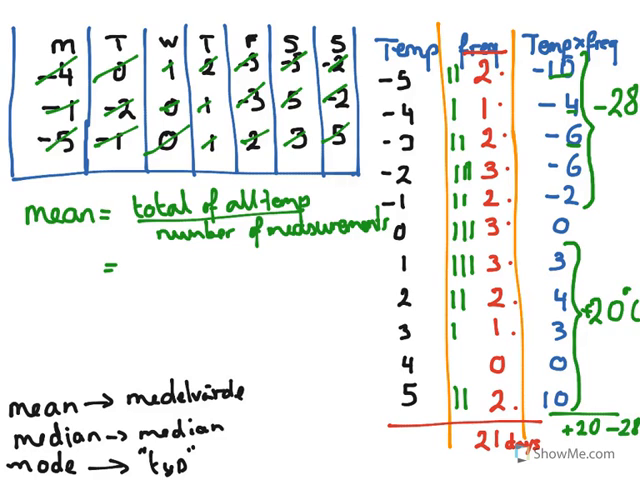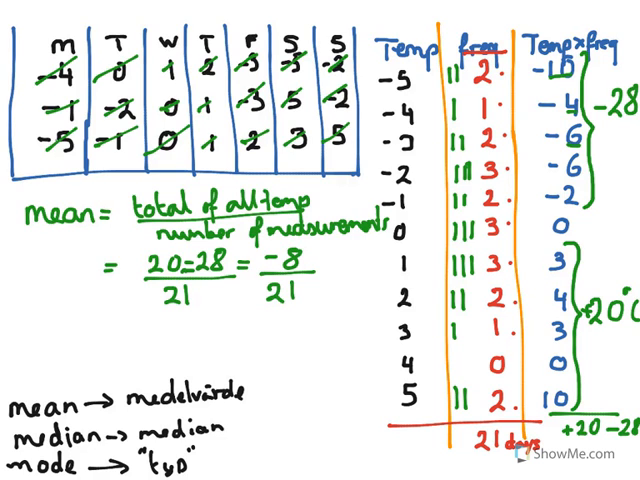When we have a plus number and a negative number here, we always take the largest number and subtract the smallest number. So it gives us 20 minus 28 divided by the number of measurements we had, which was 21. 28 minus 20 would be 8, but our number in front of the largest number was a minus sign, so 20 minus 28 would give us minus 8, all divided by 21.